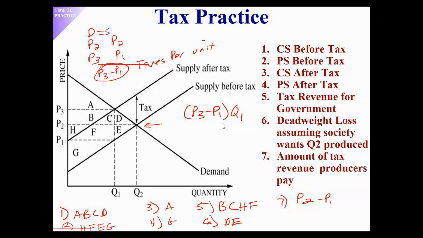All right, the burden on the consumer would be P3 minus P2, and the burden on the producer would be P2 minus P1. That's the burden per unit.